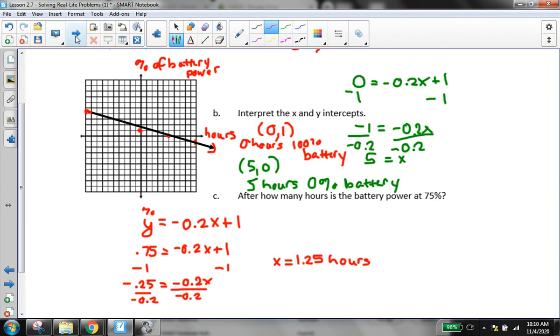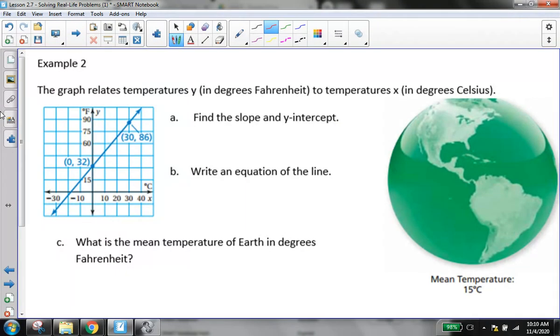All right, let's try another one. Okay, so this one, they're given the graph again. So it says to find the slope and the y-intercept. So the y-intercept is sticking out real nice and neat for us right here. It's where that line crosses the y-axis. It's where the x value is 0. So I know my y-intercept is equal to 32.